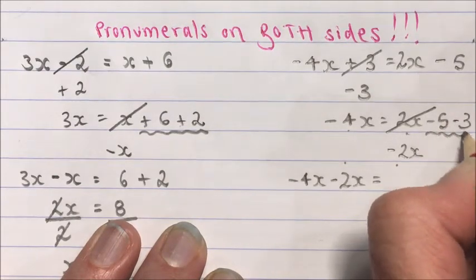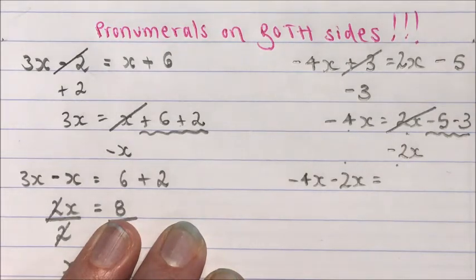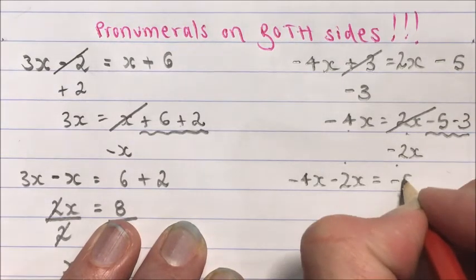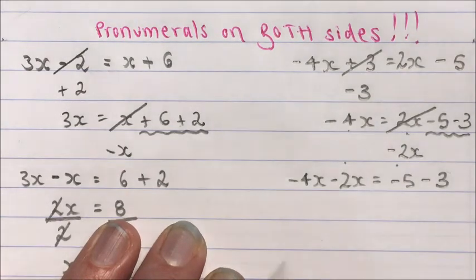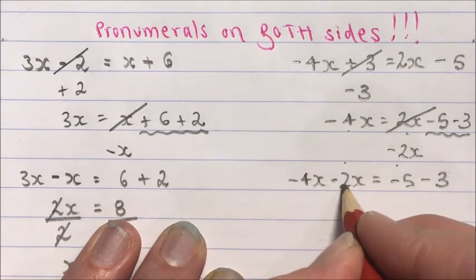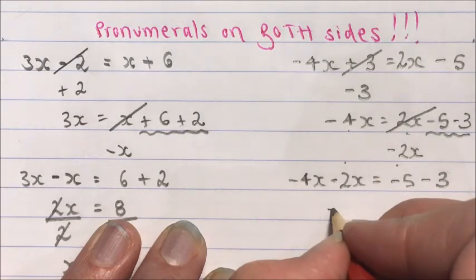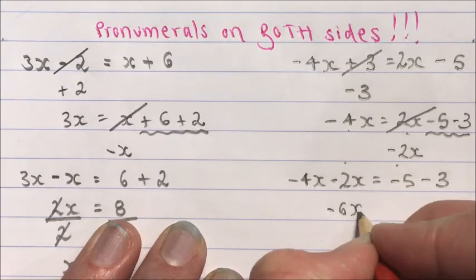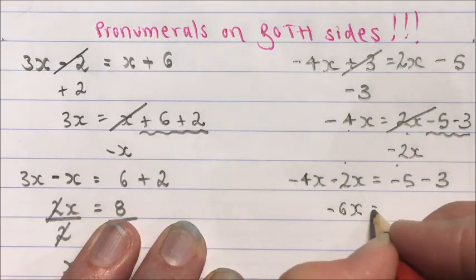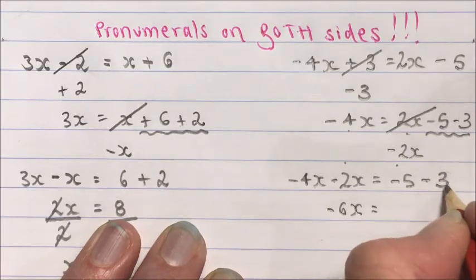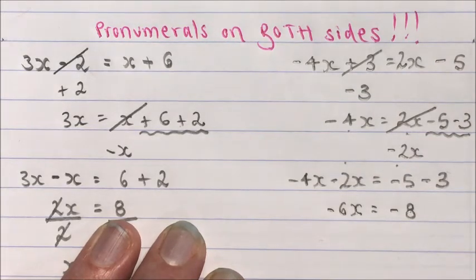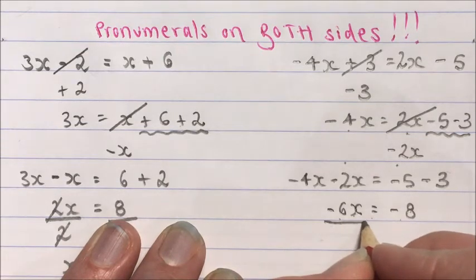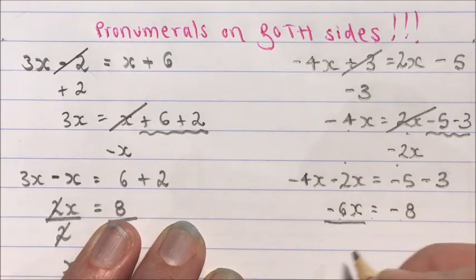Don't forget to look at the signs in front of your numbers and your letters. Negative 5 minus 3. Negative 4 minus 2 comes to negative 6x equals negative 5 minus 3, negative 8.